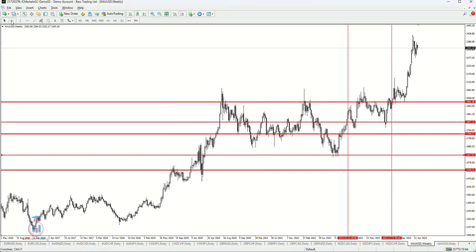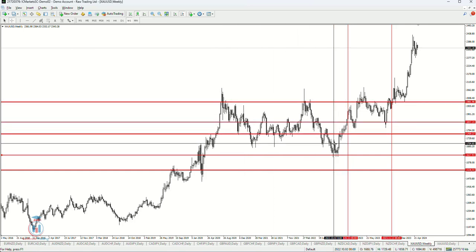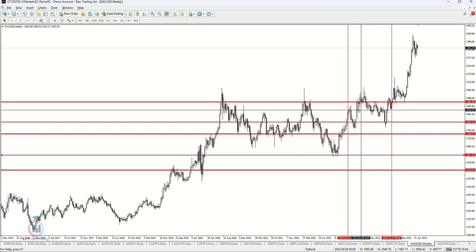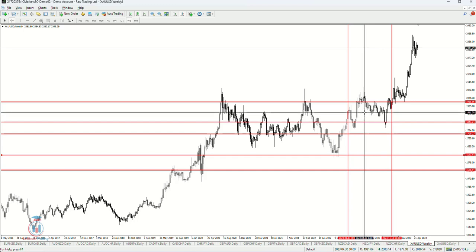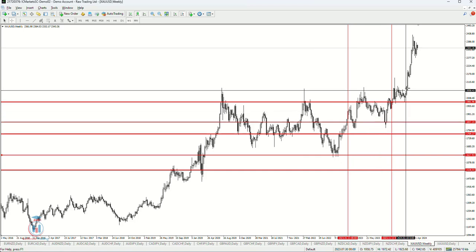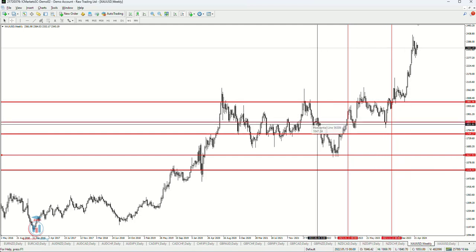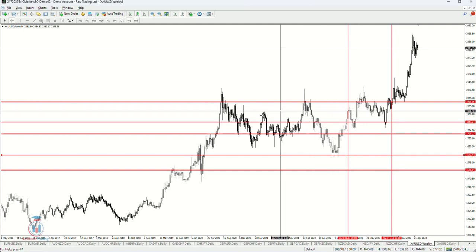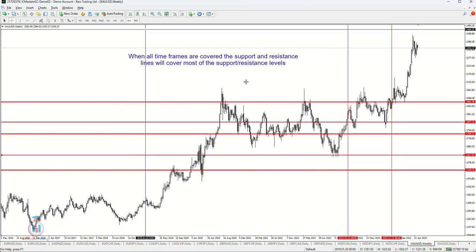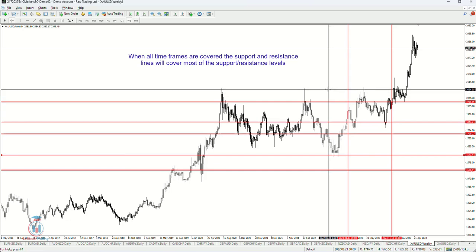Okay, now let's check if there are any levels here that could be very important for the price currently. Now have in mind that there is also a possibility that you will see the price levels somewhat differently than I am looking at the chart, because each trader has their own way to define the support and resistance levels. But have in mind that when we put all of these three time frames, we will cover most of them correctly, so do not worry about that.